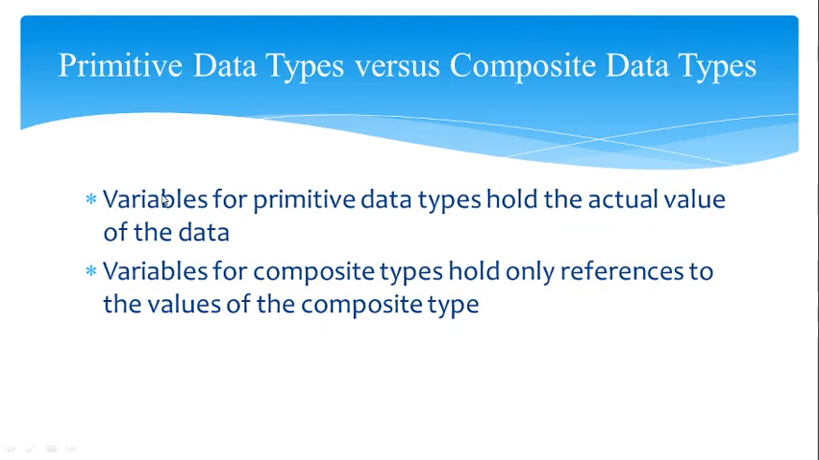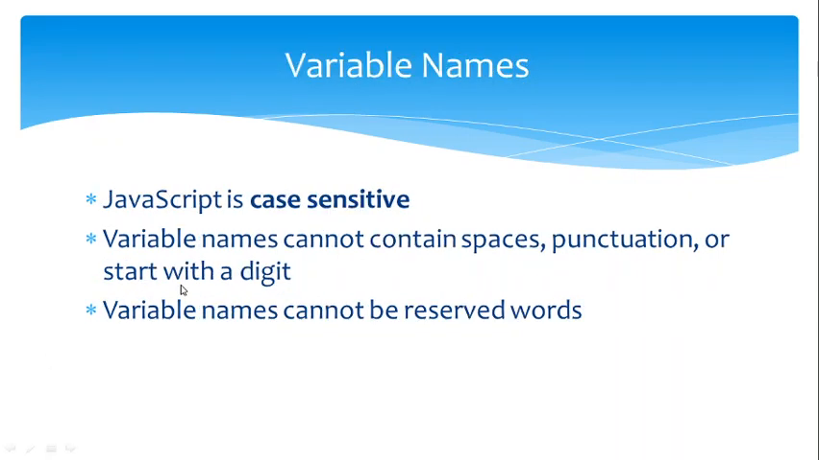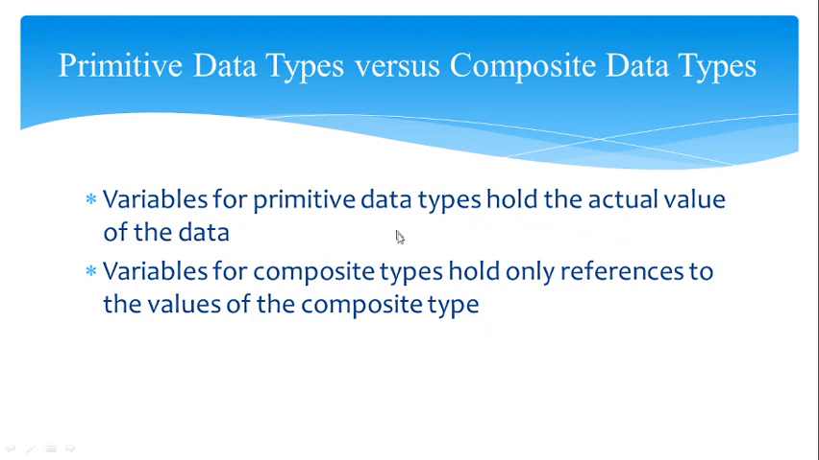Next is primitive data type versus composite data type. What is the difference? Arrays come under the composite data type. Variables for a primitive data type hold the actual value of the data. But variables for a composite type hold only a reference to the value of the composite data. Primitive data type versus composite data type.